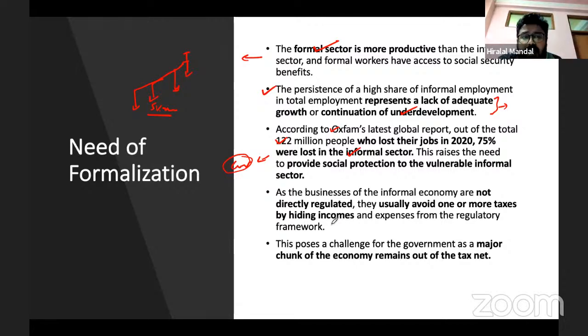Informalization also affects the economy. Why? Because most of the employees in the informal sector don't pay taxes to the government. As a result, the revenue suffers. At the same time, the businesses are not regulated, and therefore they also avoid paying taxes to the government. So it is suggested that if the government of India goes for formalization of the economy, it will be a huge boost. More importantly, the tax revenue of the government will increase.